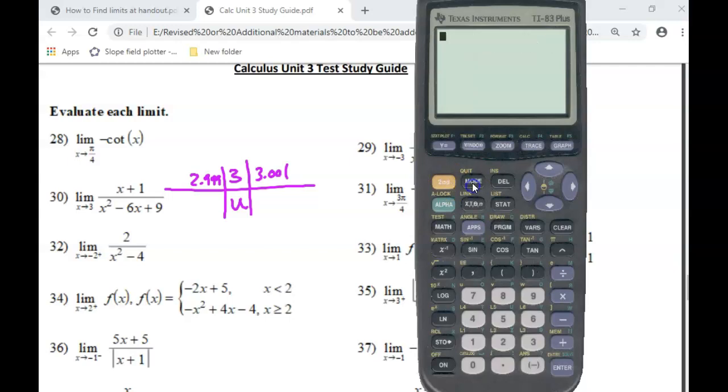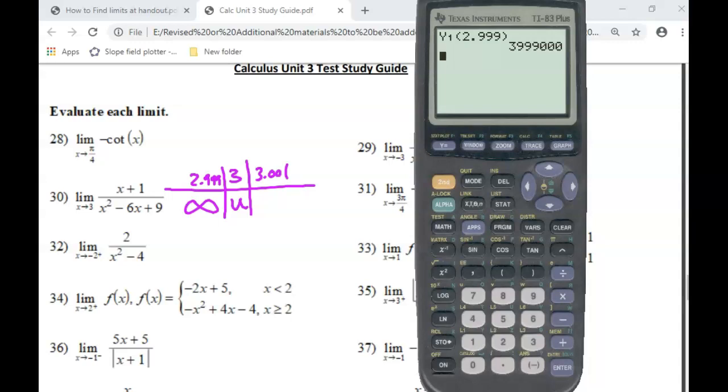Okay, then we go back to the home table here. And what we're going to do is we're going to go to variables. We're going to go to y variables, 1, y1. And we're going to plug in the numbers that we're working with here, which is 2.999. And when I plug that in, I get a really big positive number. So that means it's going to infinity on the left side.